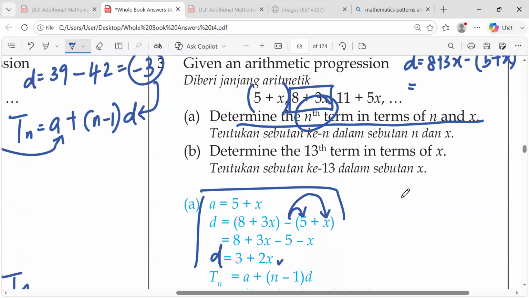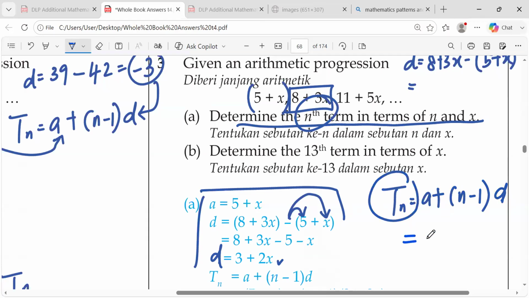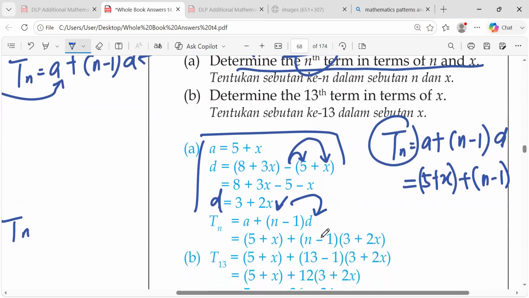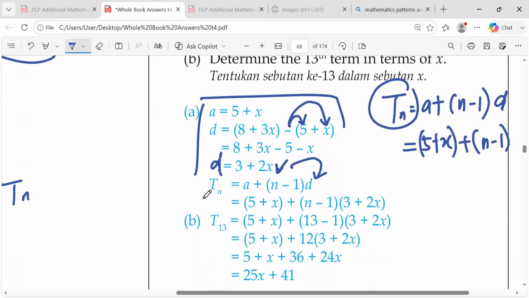The n terms in the terms. So Tn equals A plus n minus 1 times D. We want the nth term. A is 5 plus x. n I'm not sure, but D I know. D I just get. You just substitute the D inside, and then expand it one by one.